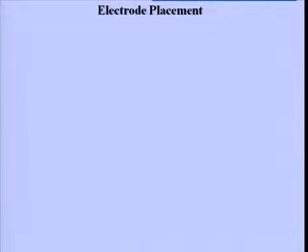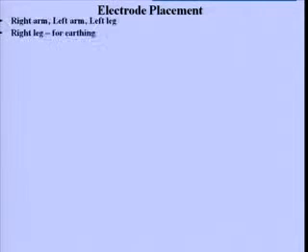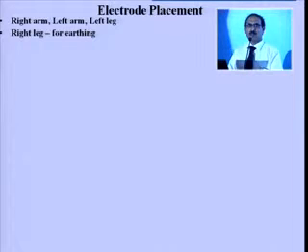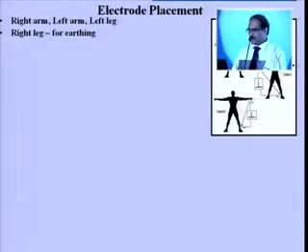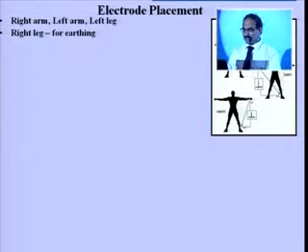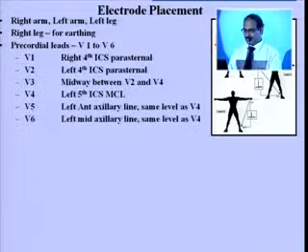Now coming to the electrode placement. There are 3 important electrodes, which are connected to the right arm, left arm and left leg. To the right leg, there is another electrode which is connected for earthing purposes. So this is how it is represented. I will tell each of these things in detail.